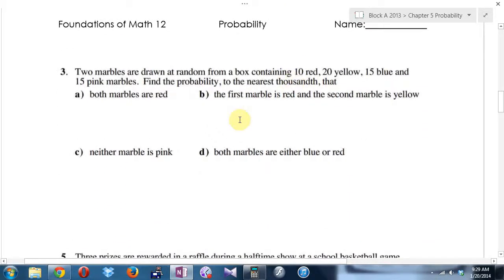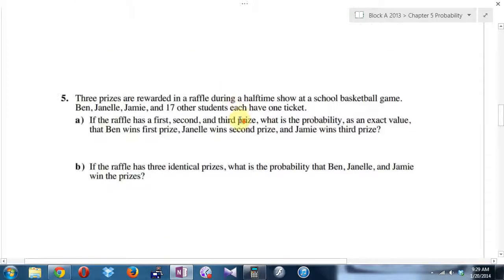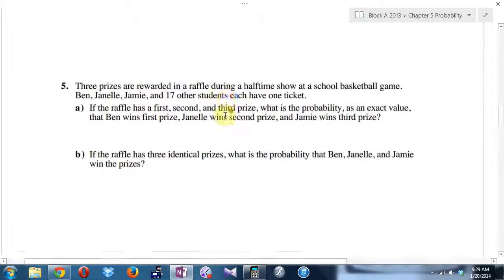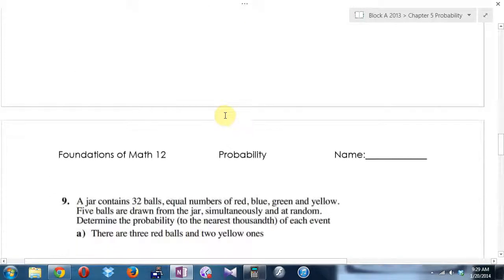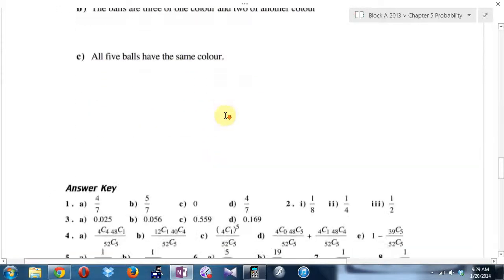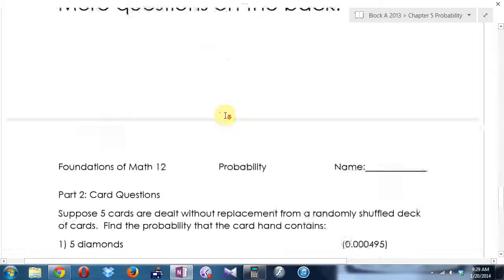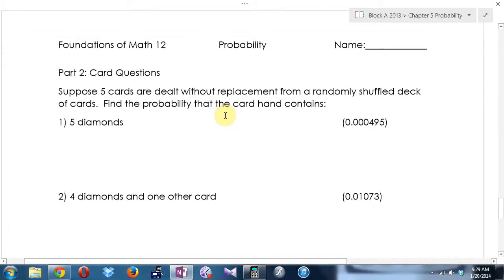Number 3, you're picking 2 marbles from a box. Again, tree, or you know what? We're practicing using the bucket thing, so try doing it with a bucket. If you're not sure, you can use a tree. Certainly, when you get to number 5, 3 prizes, I'll let you think about how to do that one. Toys selected, jars, and then I put more questions on the back because I think most of you are more interested in card and poker and gambling questions.